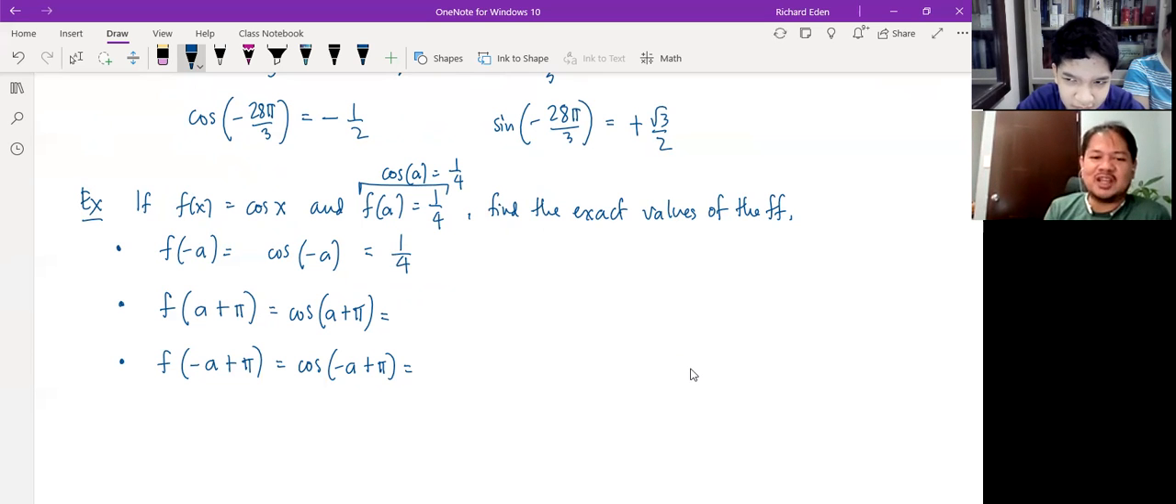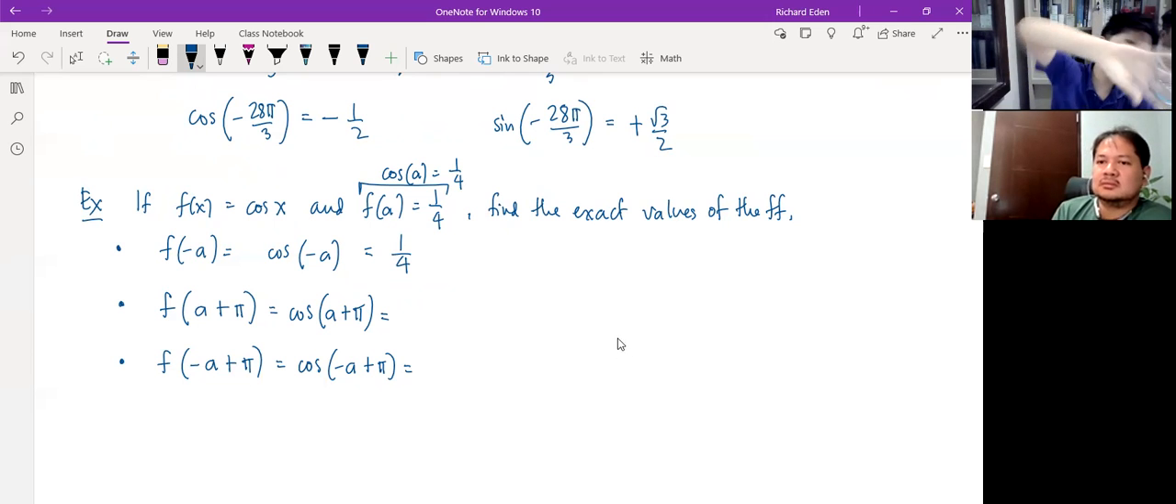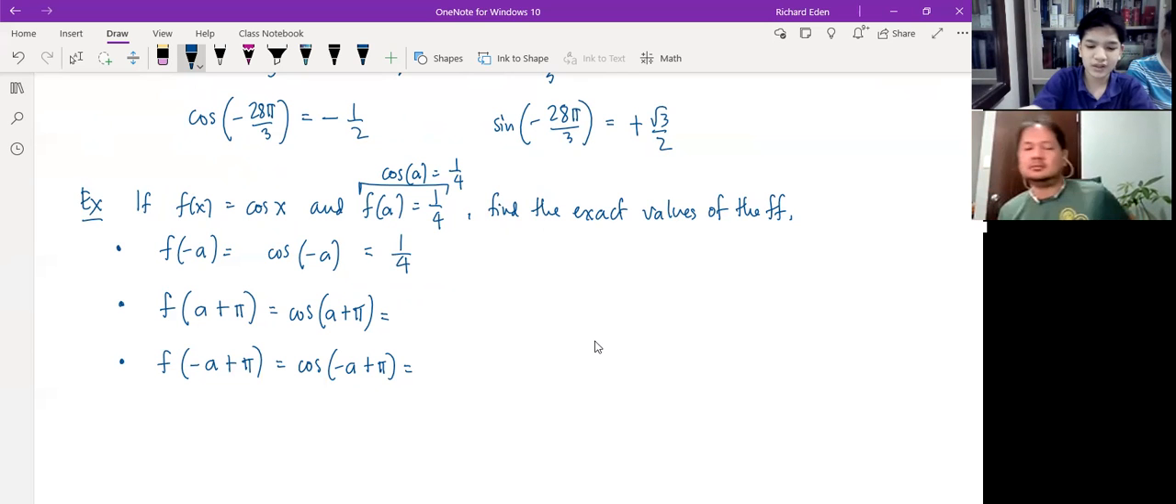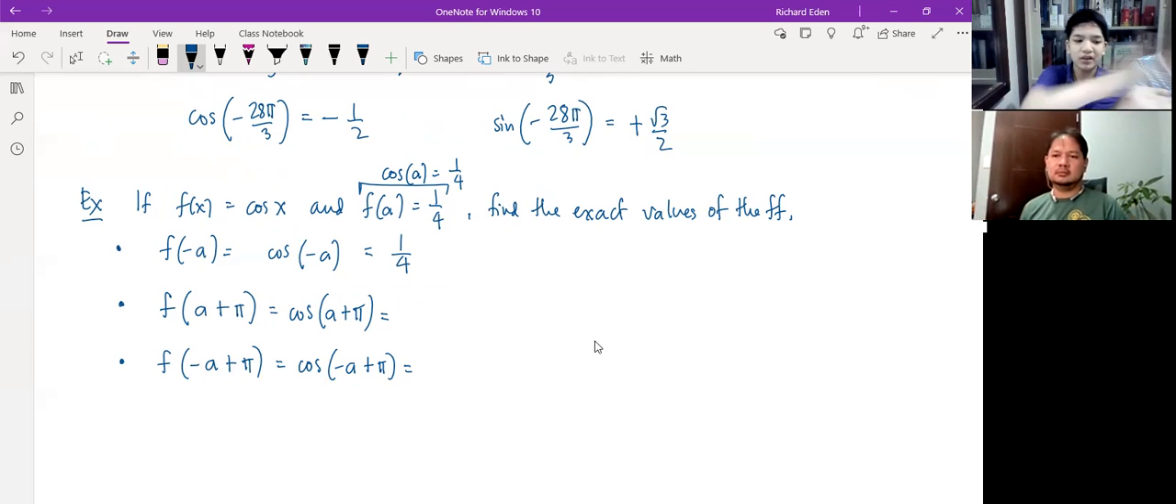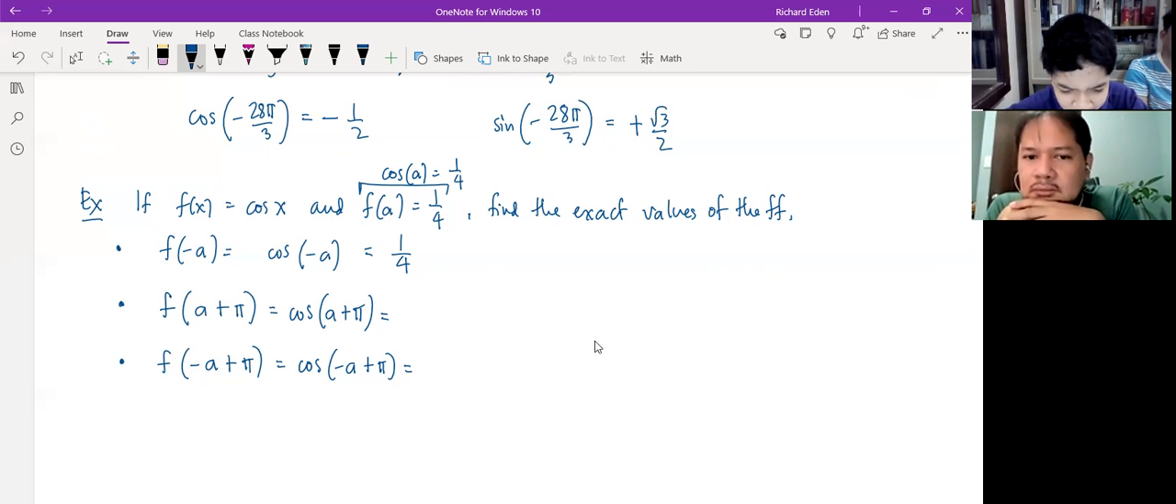How about the second? Cosine of a plus pi. So 1/4 and then another half rotation. It could be either in the first or fourth. If it's in the first and happens to be a positive angle, it will go 180 and be in the third quadrant. But if it's in the fourth quadrant, it will go clockwise 180. It will be in the third quadrant, so it will be negative 1/4. Yes.